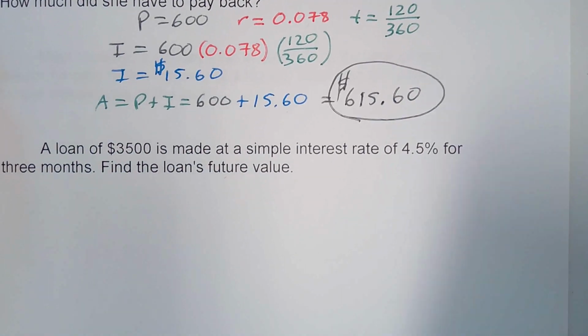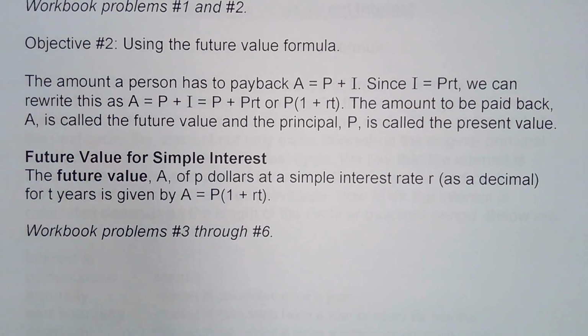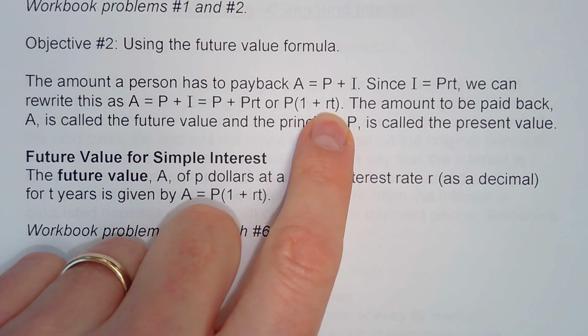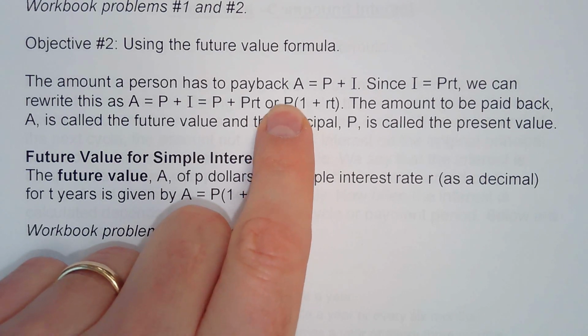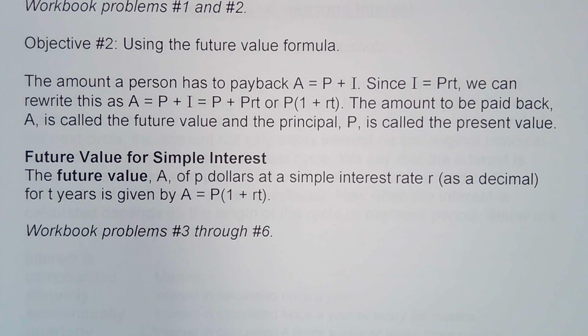Now let's go back to our handout. We got to talk about using the future value formula. The amount a person has to pay back, A equals P plus I. Since I equals PRT, we can rewrite this as A equals P plus PRT. Now the formula usually will see it written as P parentheses 1 plus RT. In fact, if I distribute the P, P times 1 is P, P times RT is PRT. So it's an equivalent formula.